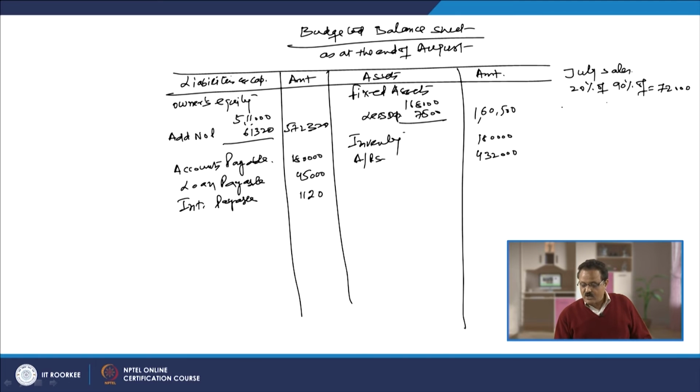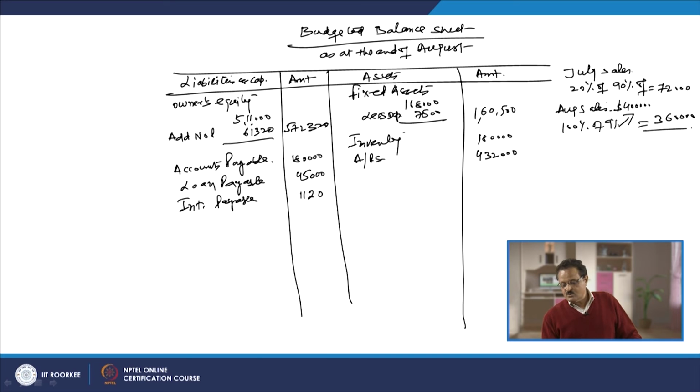That amount works out as $72,000. And from the August sales, what are the August sales? Again they are 4 lakhs. So, how much is left to be collected? The amount to be collected is 100% of 90% of this amount, 4 lakhs. So, this works out as how much? 3,60,000. So, this total amount becomes $4,32,000. This amount we have shown here, this is the accounts receivable.